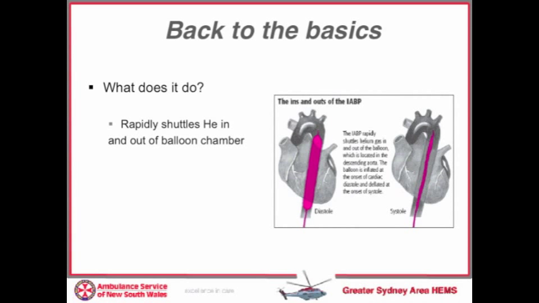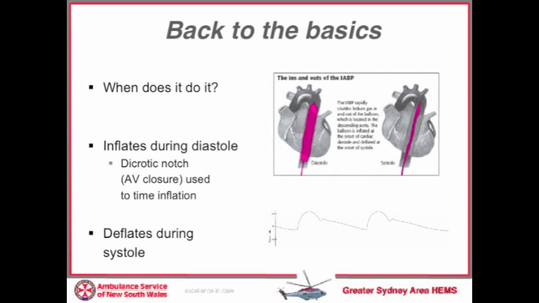And so regarding the basics, the pump rapidly shuttles the same helium in and out of the balloon chamber, which is located just distal to the left subclavian artery. The balloon inflates during diastole using the dicrotic notch or AV valve closure to time inflation, and it deflates during systole. And so what does that achieve?